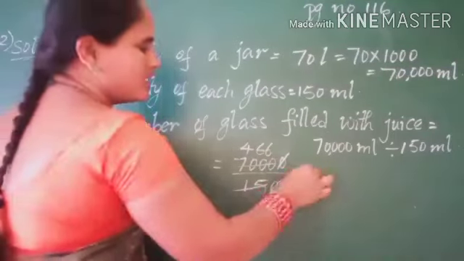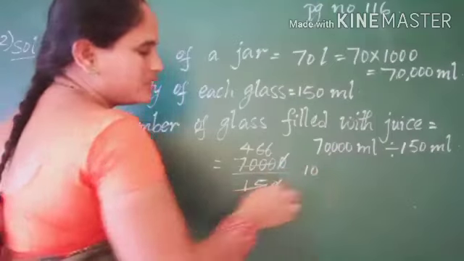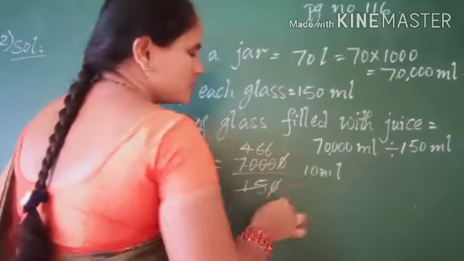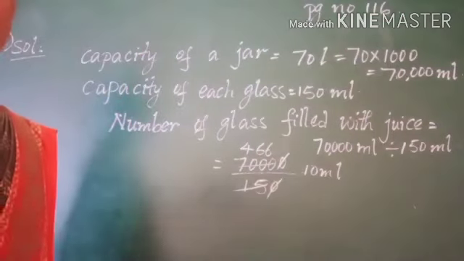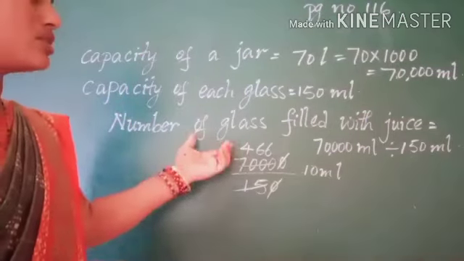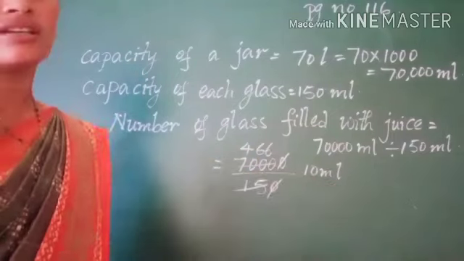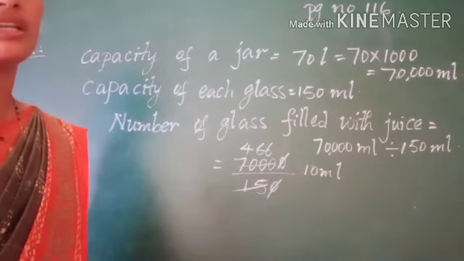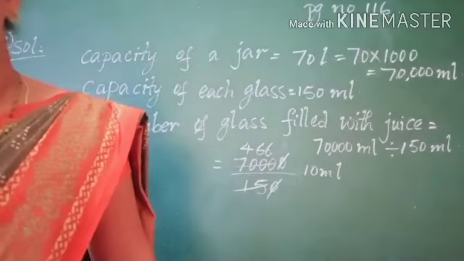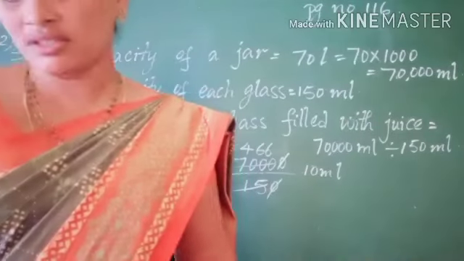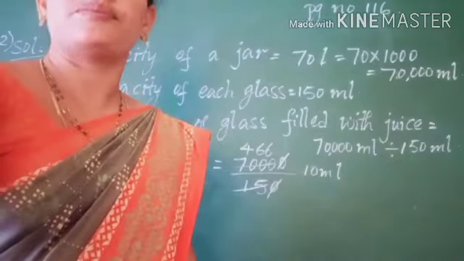How much juice is left here? Still 10 we get as remainder, no? So 10 milliliters of juice is left. Okay? 466 glasses are filled with juice. How much juice is left here? 10 milliliters of juice is left. Okay? Like that you try to solve the remaining two story sums. Okay children? Thank you.